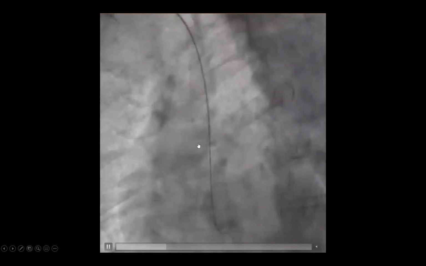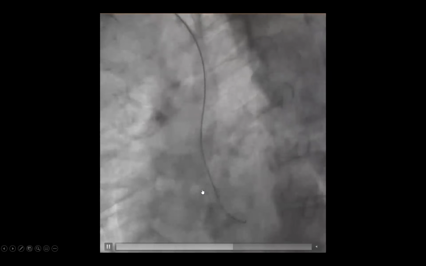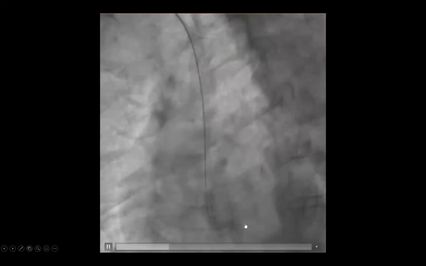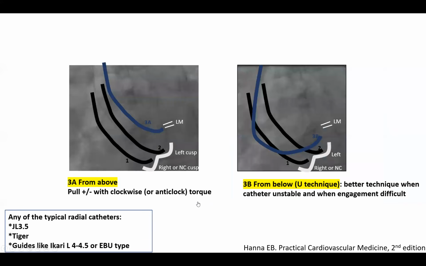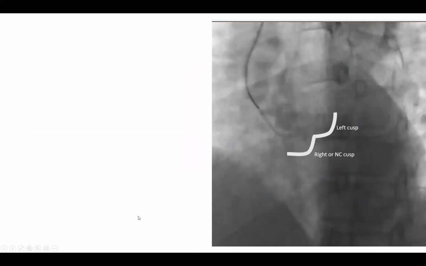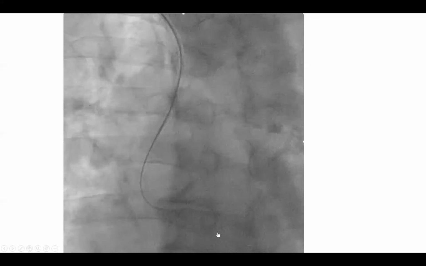You need to clockwise torque as you're advancing and maybe have the patient take a deep breath so your catheter looks toward the left side. Its natural propensity is to look toward the right, toward the convexity of the aorta. All right, so we advance it this way.